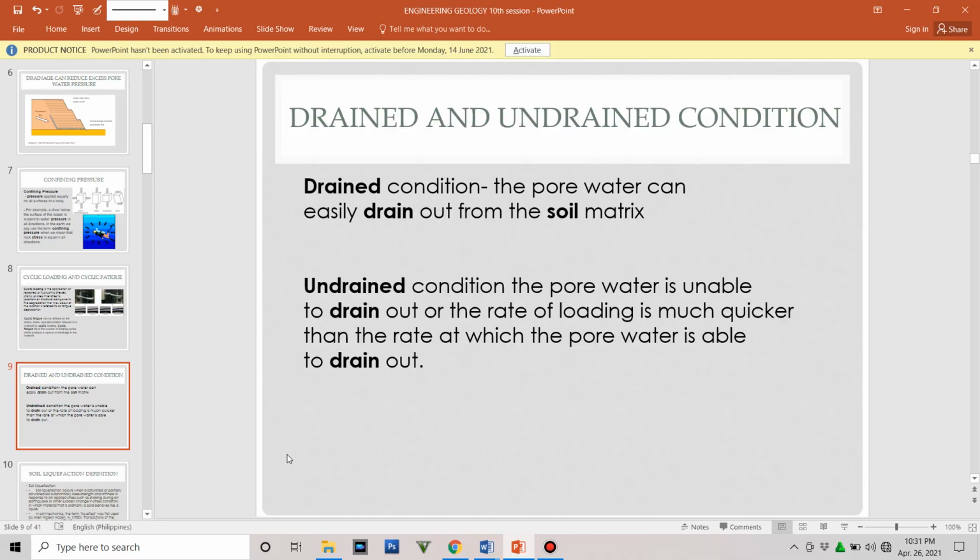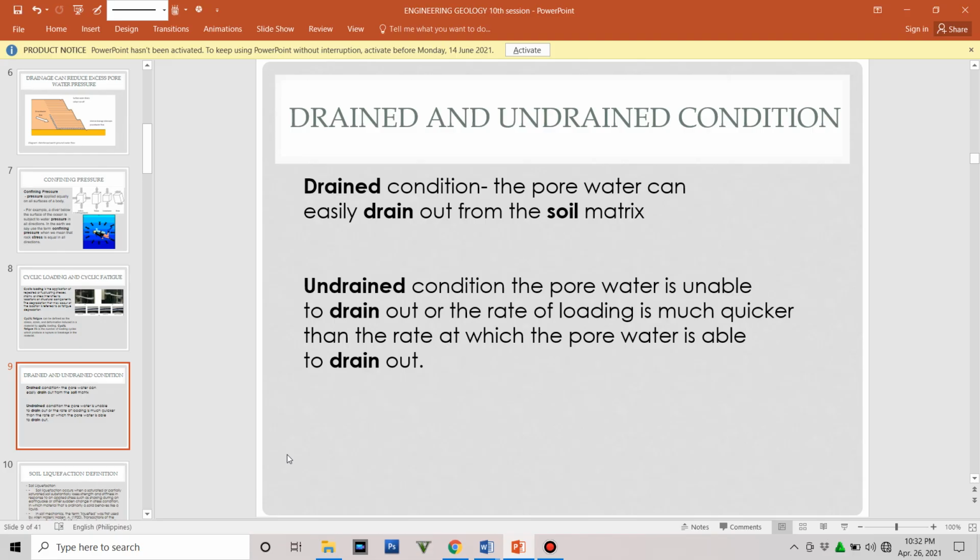Okay, so moving on, we are now getting closer to the real topic. We have here drained and undrained condition. So drained condition, the pore water can easily drain out from the soil matrix. So what are the examples of this one?